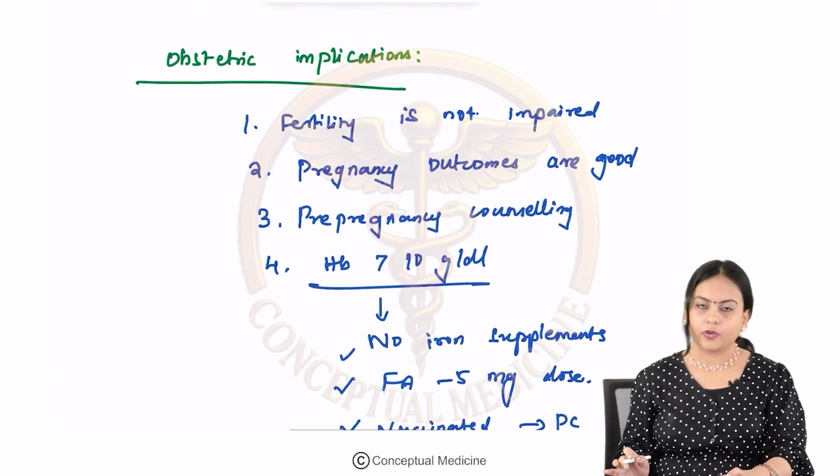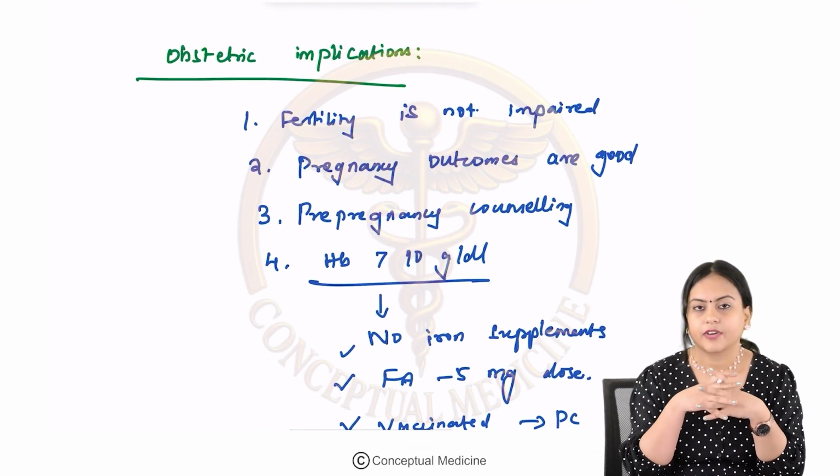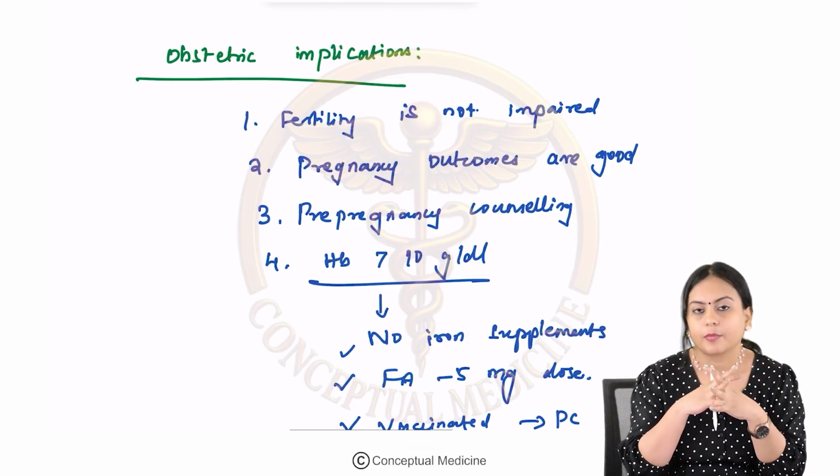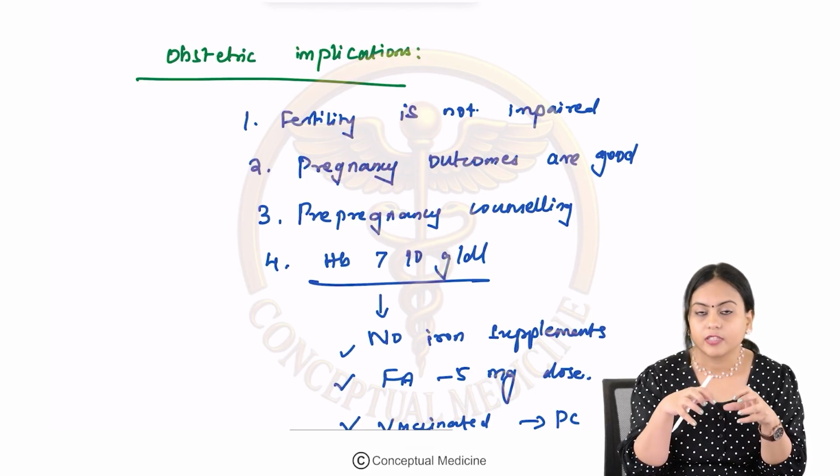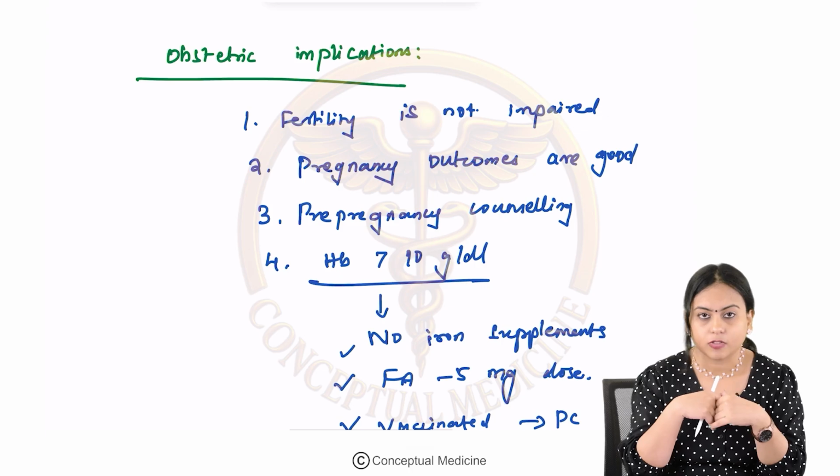Clear? So I hope we have completed all the types of anemia in detail. The most important type of anemia you have to learn completely in and out is iron deficiency anemia, but questions on the rest of the types of anemia can also be asked, right?